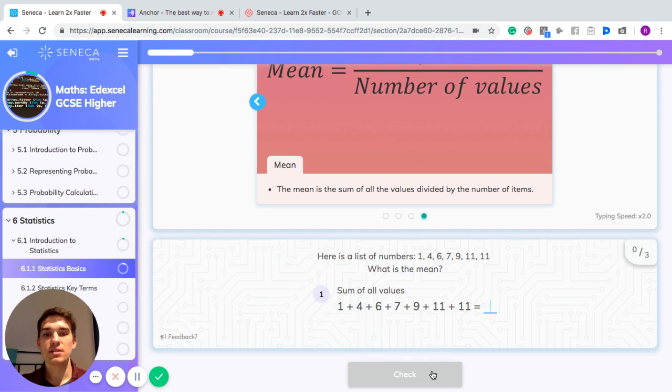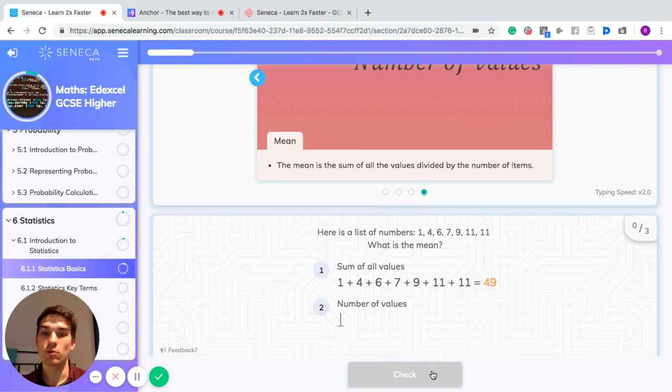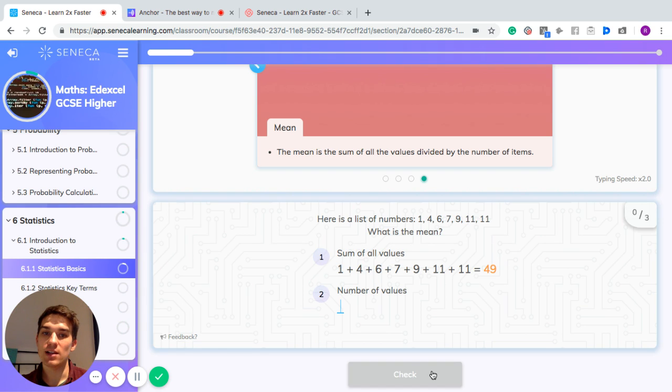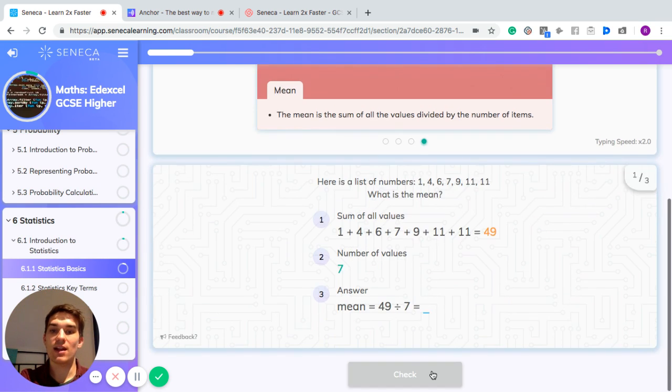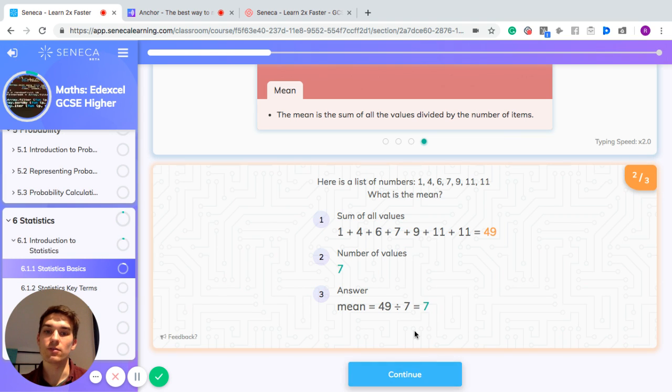So if we've got a list of numbers, 1, 4, 6, 7, 9, 11, and 11. If we want to find out the mean, we add them together. So 1 plus 4 plus 6 plus 7 plus 9 plus 11 plus 11 will give us 49. And if we count out the number of values, there are 7 values. So to work out the mean, we take 49 and divide it by 7, which will give us a mean of 7.